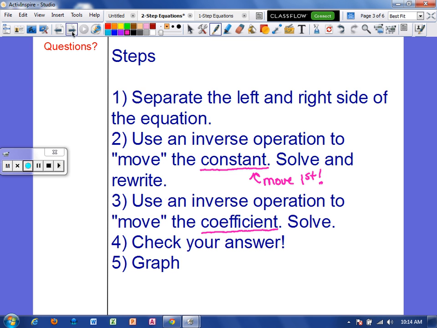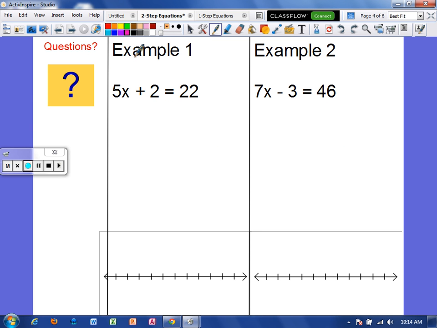So let's do an example together. All right, example 1, I have 5x plus 2 equals 22. So this is saying 5 times some number plus 2 equals 22. So I'm going to separate the left and right side of the equation. Now, we want to move the constant first. So we want to get rid of this 2.